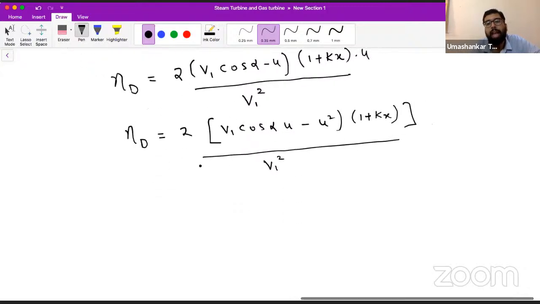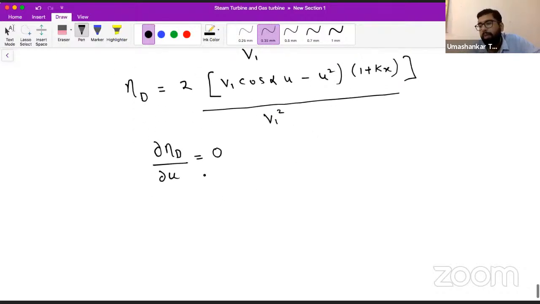So we have this diagram efficiency now in terms of everything. Now you see it's in terms of either constants or in terms of U. So in order to find when my diagram efficiency is maximized, I can differentiate it with respect to U, because we have only one variable U here. So we can differentiate it with respect to U and put it to zero to find the condition of maximum possible diagram efficiency.